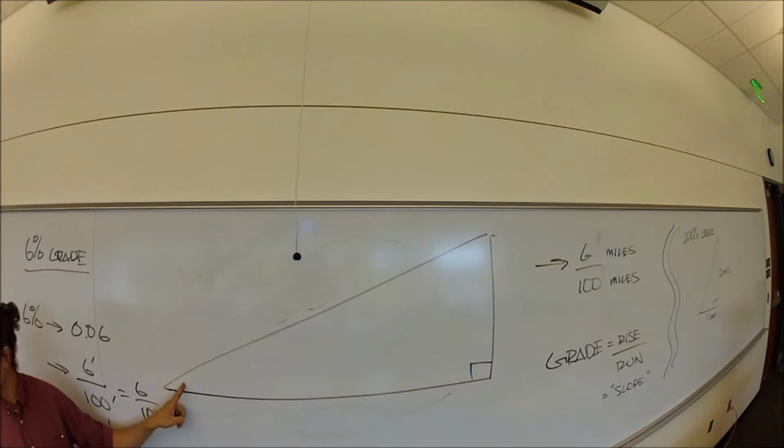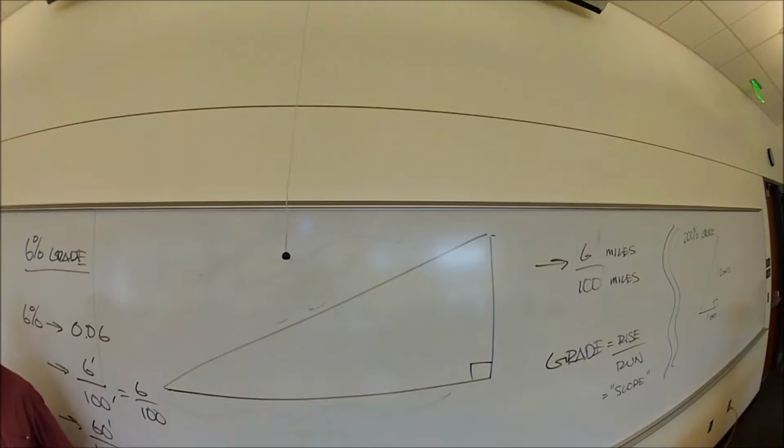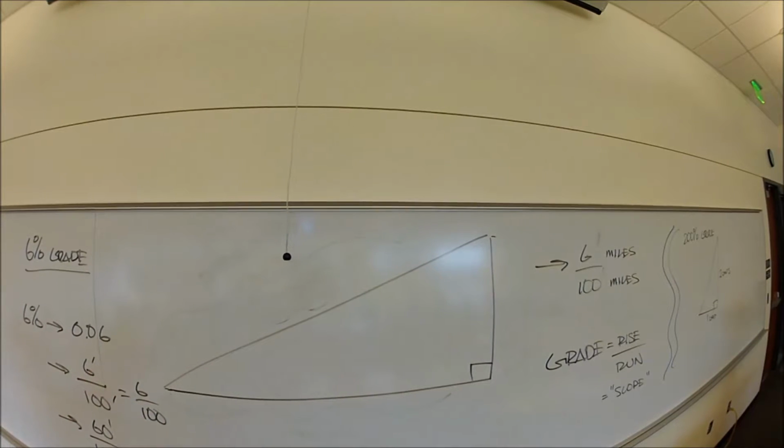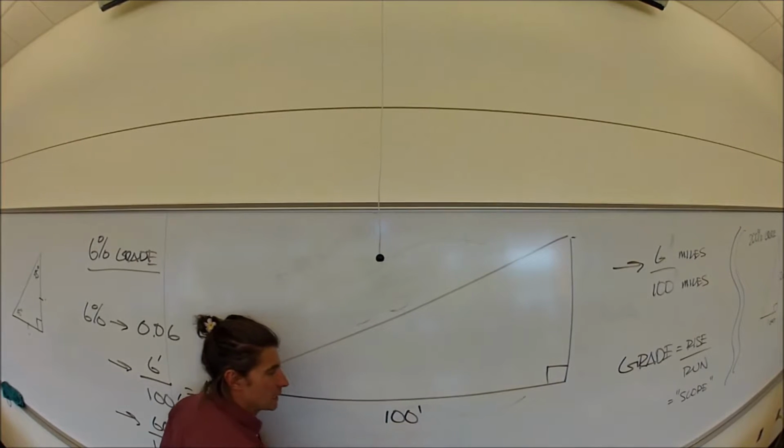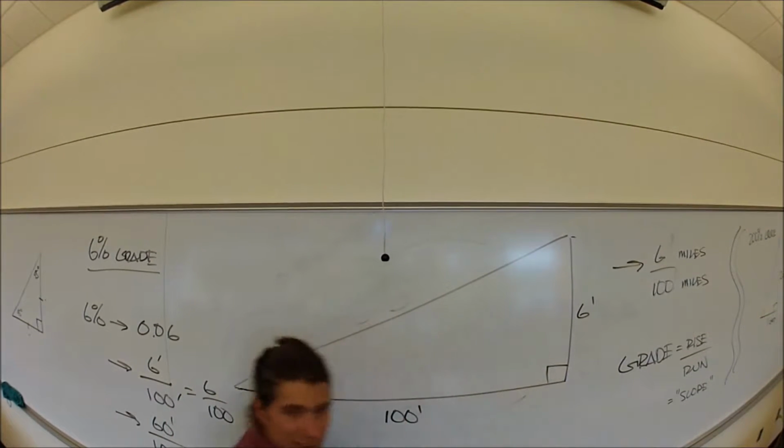And I know this angle's too big. I know it's too big visually. That's closer to that red angle over there. But we'll just use this because it's easier for the camera to see it. Is the camera seeing it? Okay. So let's call this 100 feet. And let's call this 6 feet.